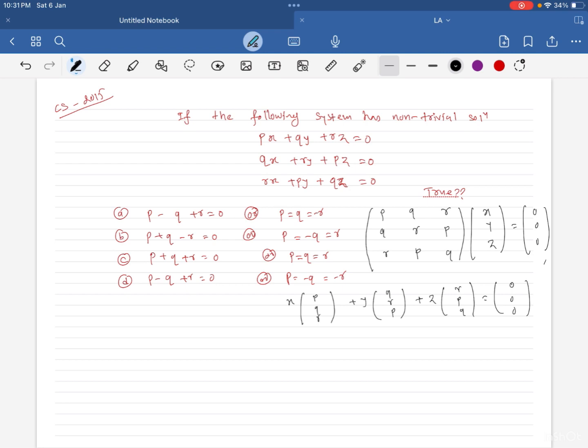And given the options, okay, so the main point is that here on the right hand side we should have this 0, right? So x times p plus y times q plus z times r should be equal to 0.